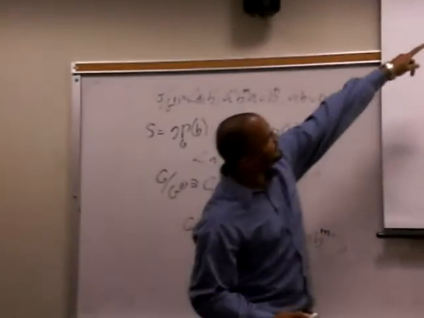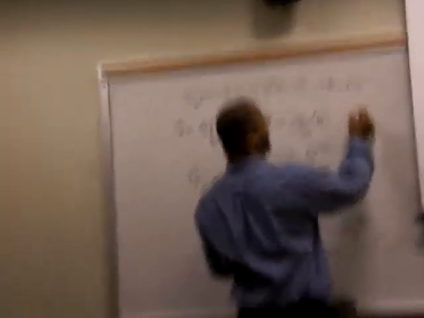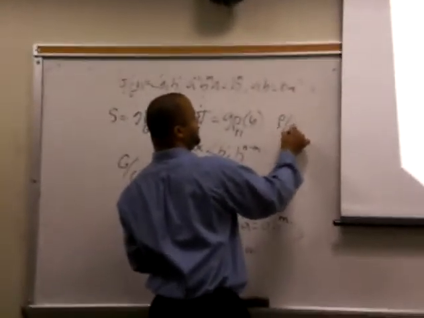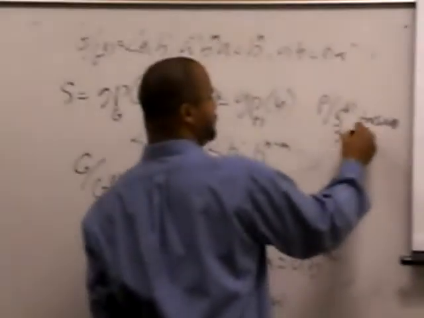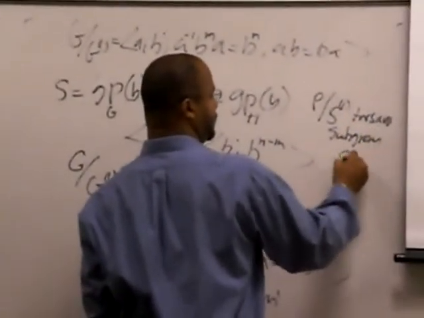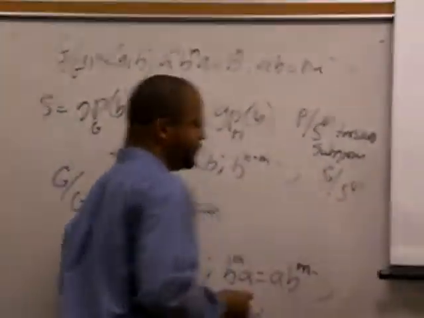Write it down, Anthony, for us, please. So before, I'm saying what P was. P is the torsion subgroup of G minus S mod S1.